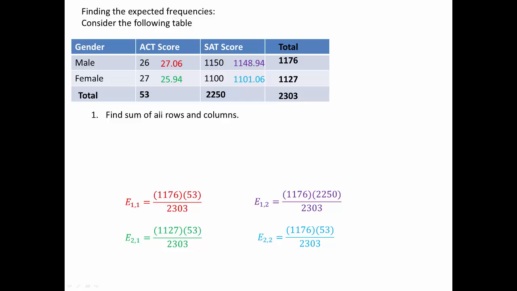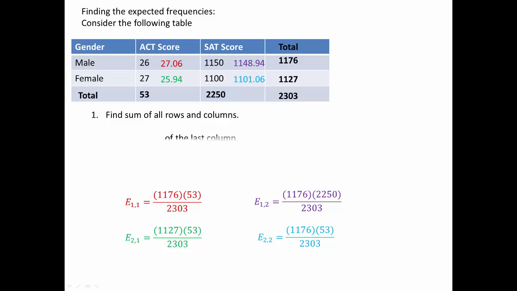So the first thing you need to do, all that we have here is 26, 27, 1150, and 1100. Okay, making a correlation between standardized scores and gender. Is there a relationship between the 2 variables? Are they dependent or independent?